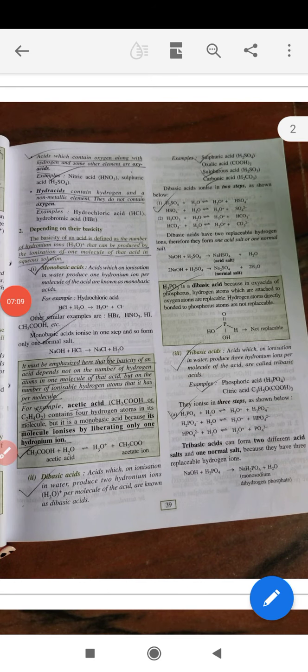After that, acids which contain oxygen along with hydrogen and some other element are called oxyacids. Nitric acid, sulfuric acid, they are called oxyacids. Hydracids means acids which contain hydrogen and a non-metallic element. So remember this thing, oxyacids and hydracids. Hydracids mean one hydrogen and a constituent negative ion, meaning a non-metallic element.